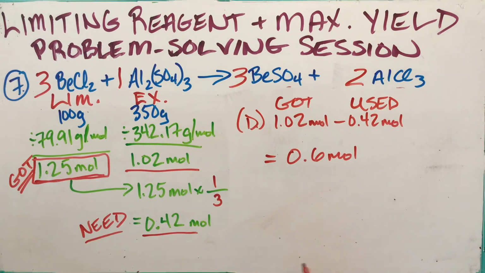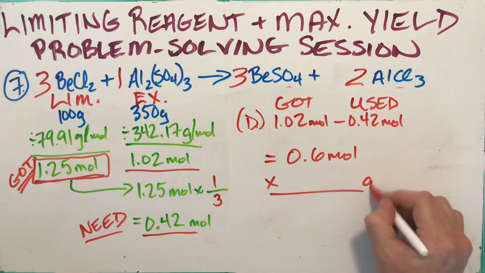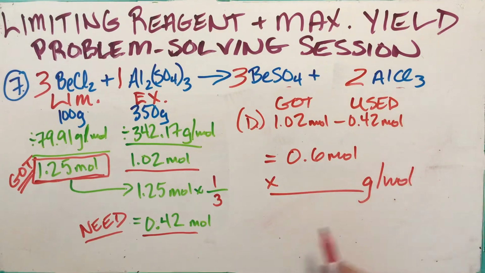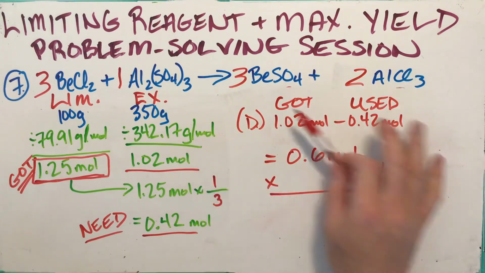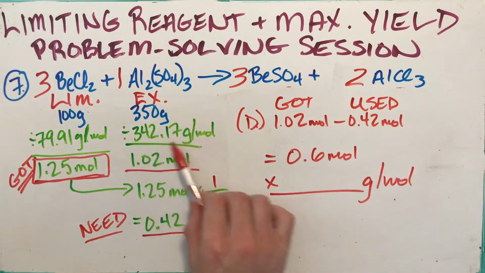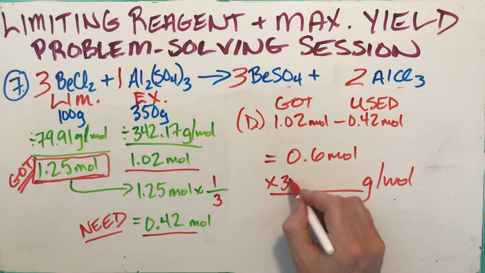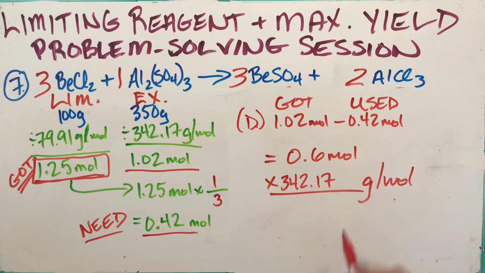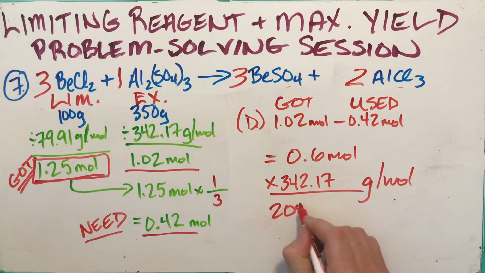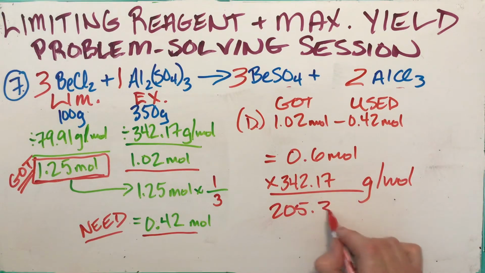All right. Now I'm going to multiply that by the molar mass. Now it's the molar mass of this, right? Remember, this work is from my excess reagent. So I'm using this molar mass right here. 342.17 grams per mole. And it ends up being 205.3 grams. The moles cancel out. And that is my answer.